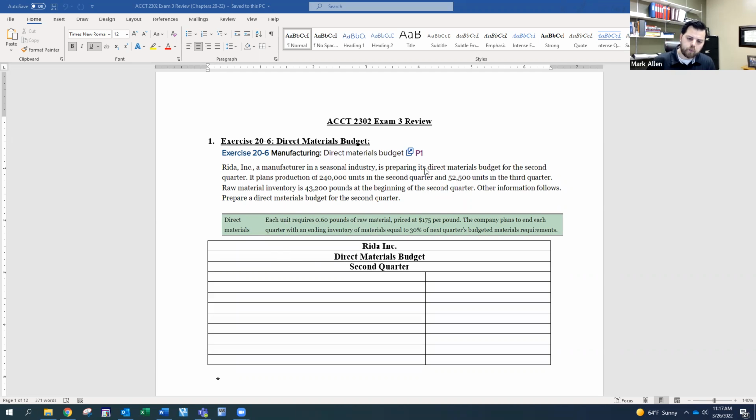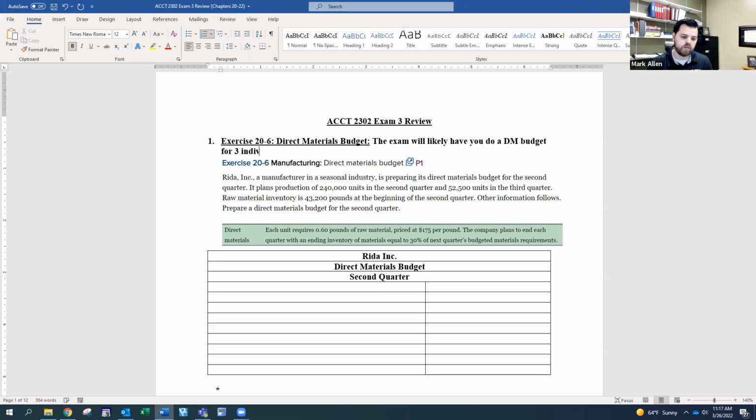So here we go. First thing I want to note about this very first problem that we're going to look at is the actual exam will likely have you do a direct materials budget for 3 individual months. So I picked this one for the review video because the process is identical. Even if you do this for 3 individual months, you just do it 2 more times. And this review video is going to be fairly lengthy anyway. So I wanted to try to pick and choose the problems where I felt like we really needed to see that expansion and the ones where I felt like we could kind of get by without it.